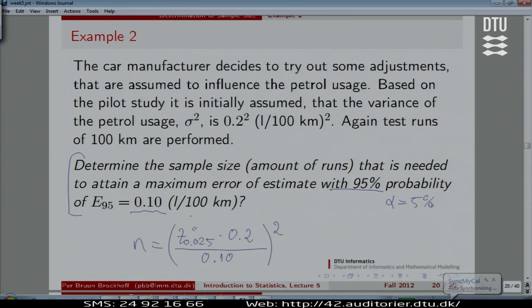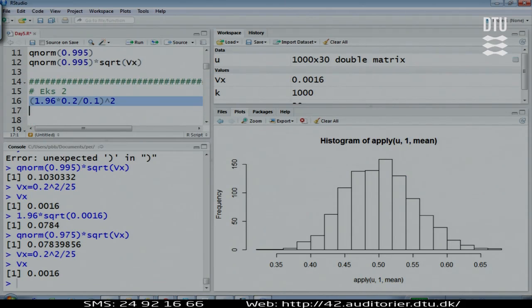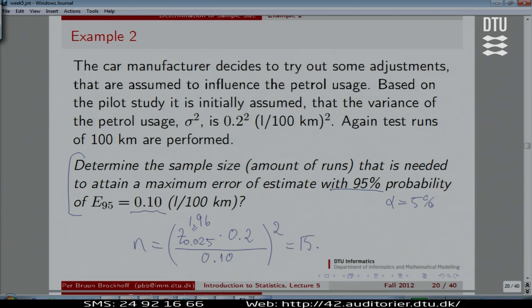And then this number, as you remember, is 1.96. So let's try to compute this number. I had this prepared in R. Here's this number, 1.96 times 0.2 divided by 0.1, squared. Let's see what the number is. It's 15.4. And then if we want to make sure that we're on the right side of the certainty, let's go for 16 runs, not go below. Let's round up to 16 runs. That would be the answer then.